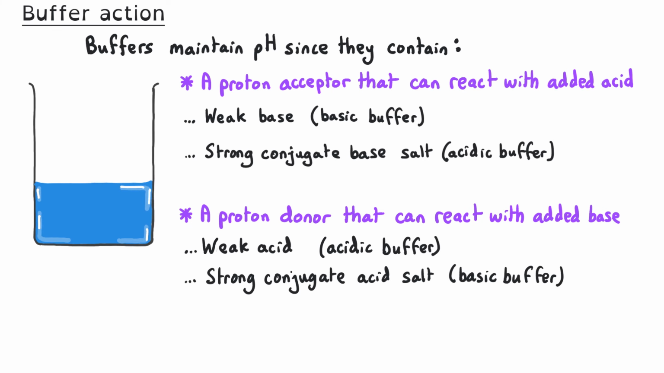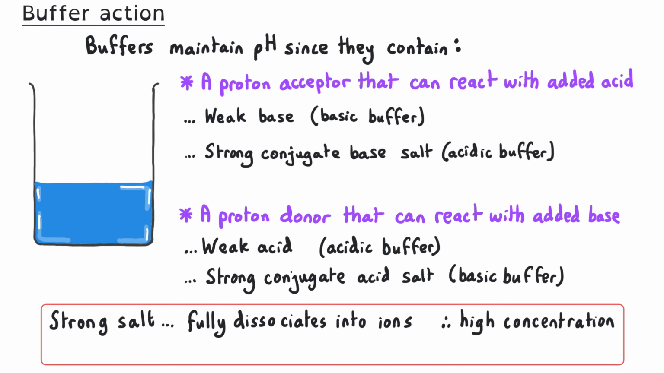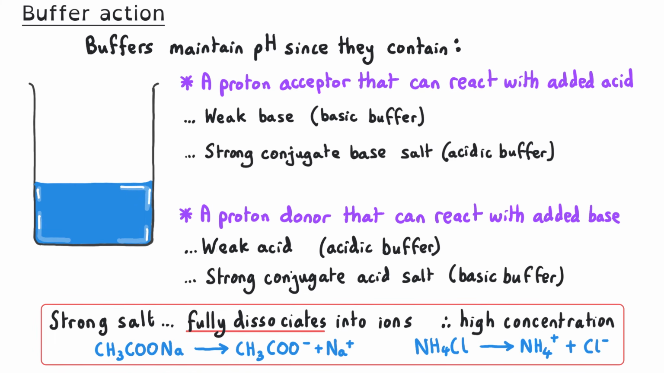And I keep referring to a strong salt, and like a strong acid which fully dissociates into ions in aqueous solution, a strong salt will also fully dissociate into ions, and therefore there will be a high concentration of the ions. So in the case of sodium ethanoate, that will fully dissociate into ethanoate ions and sodium ions, and so there will be a high concentration of those ions. And the salt ammonium chloride will fully dissociate into ammonium ions and chloride ions, again giving us a high concentration.